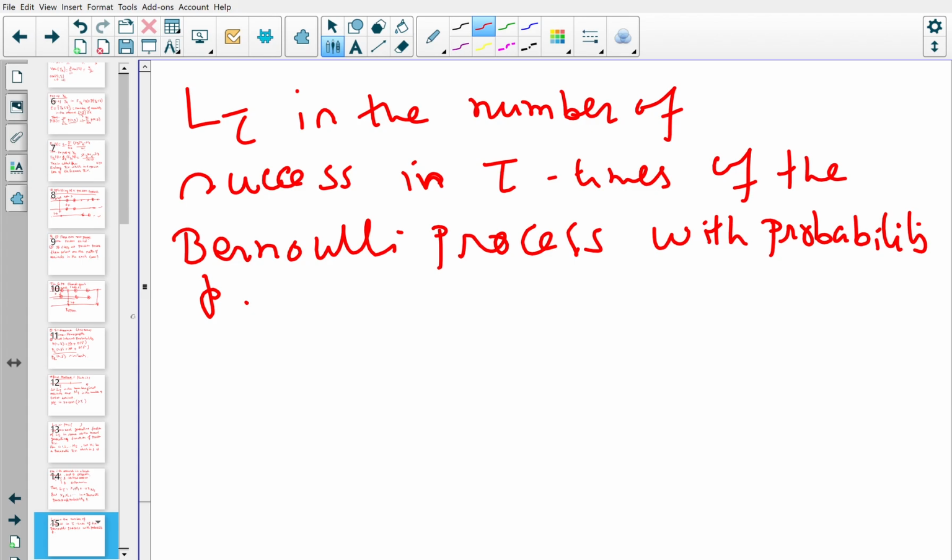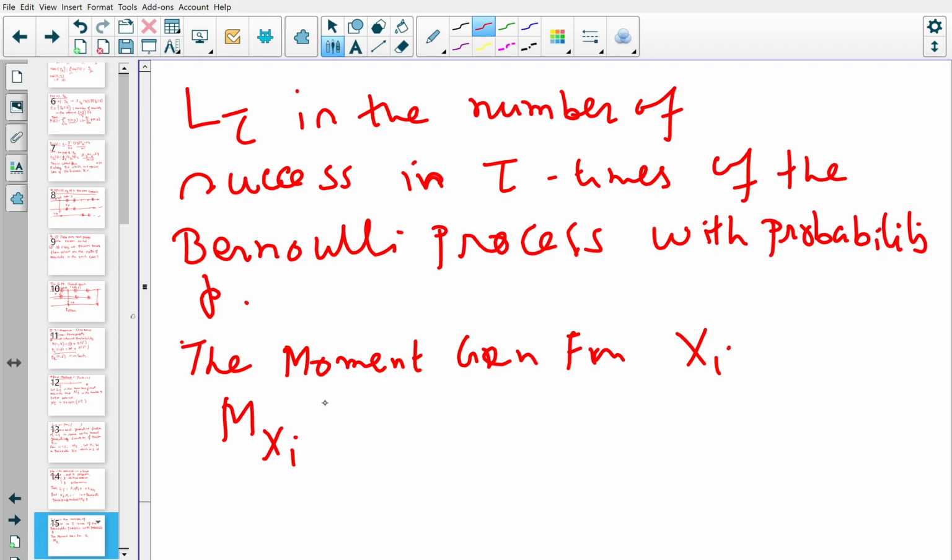So now I already know what those things are. Now the moment generating function for Xi: they are IID, right? So they have the same moment generating function. Let me write down M Xi of s. So how do they look? They are Bernoulli random variables, Bernoulli p. You recall this is already done. So this will be 1 minus p plus p times e to the power s. So this is the moment generating function of each of those Xi's. Clear?